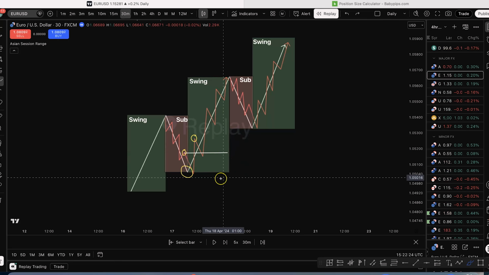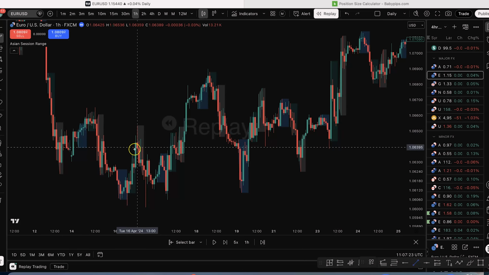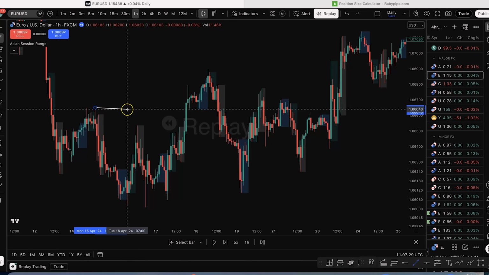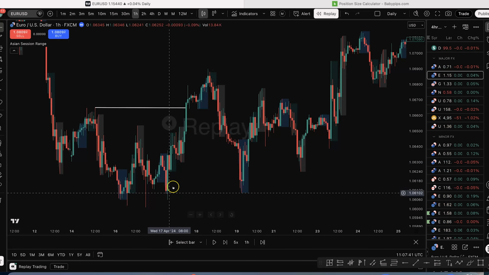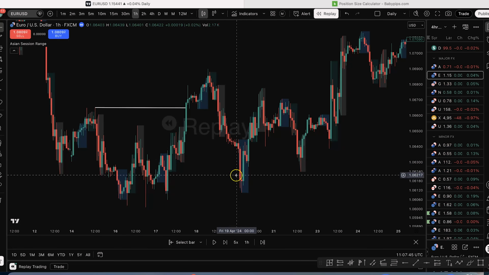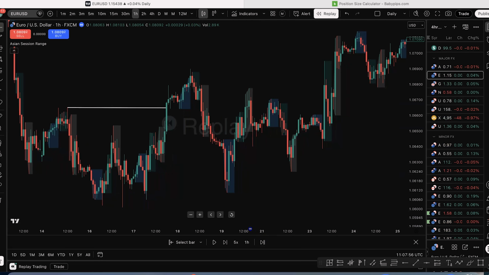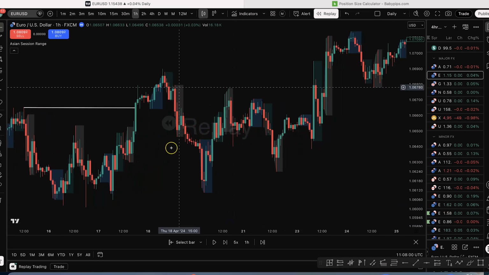So let's jump back over to the charts and we'll show you how that works in reality. So this is the trade we've just been looking at. We had the break of structure just here. We have this higher high. The market came down. We retested here and formed a higher low. And then the market pushed up. And this is where we're going to be considering that sub and swing structure.